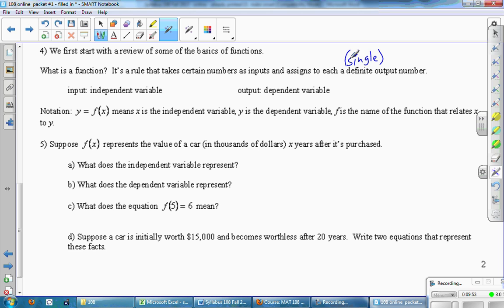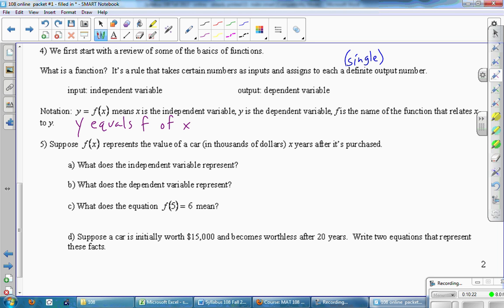We call the input the independent variable and the output the dependent variable. Our notation, y equals f parentheses x. We read that, let's write that down too. We read this y equals f of x. So y equals f of x means x is the independent variable, y is the dependent variable, f is the name of the function that relates x to y.